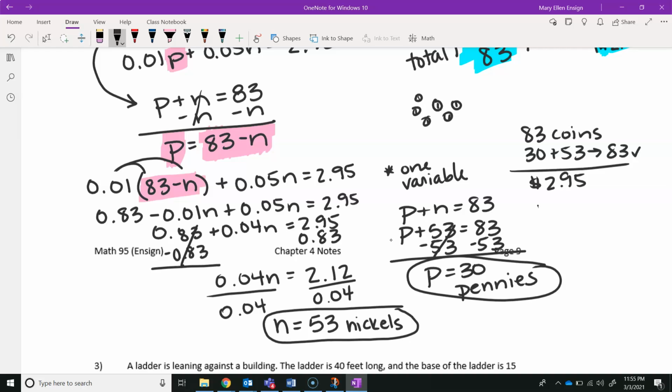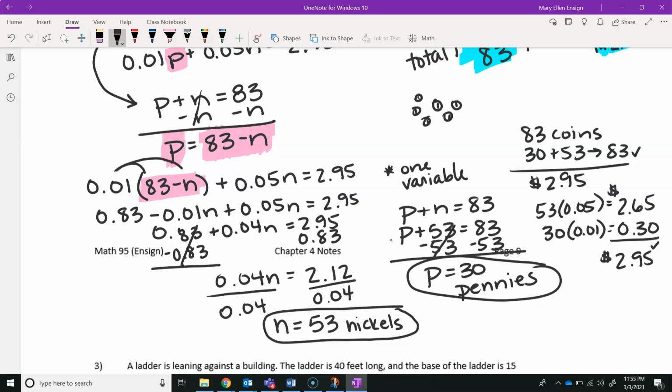So nickels: if I have 53 nickels and I multiply that by 5 cents each, because each nickel is going to be 5 cents, so 53 times 0.05 is going to be $2.65. Okay, and then I have 30 pennies. Well, even without multiplying that in a calculator, if you have 30 pennies, you have 30 cents. And then if you add those together, you do get your 295. So that does check. Okay.